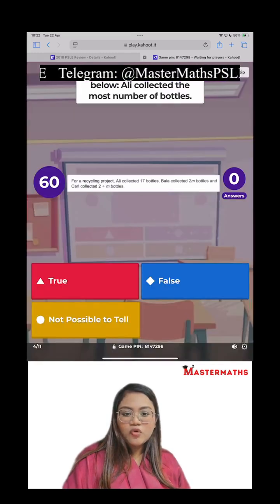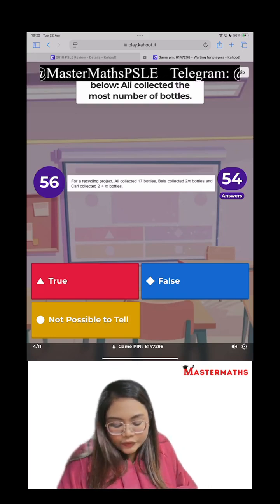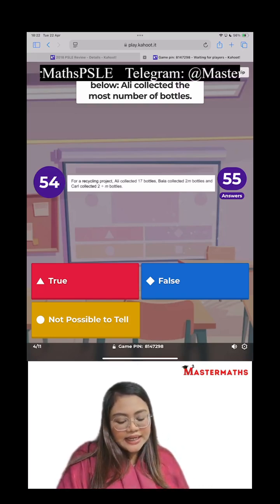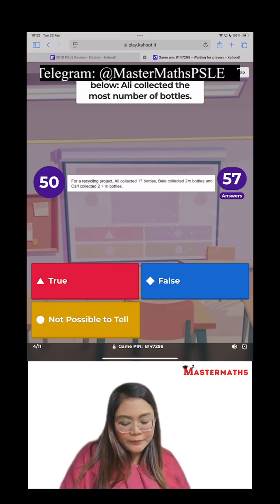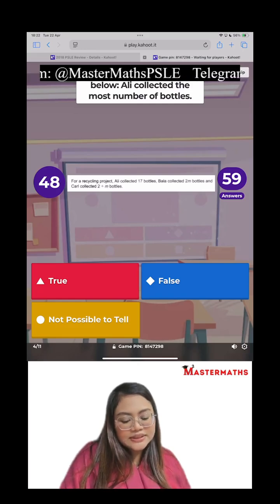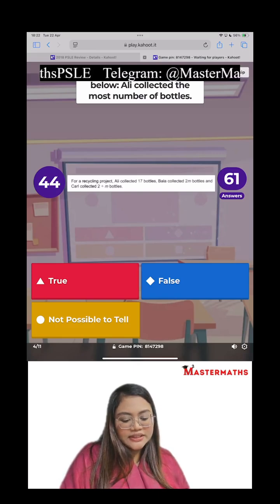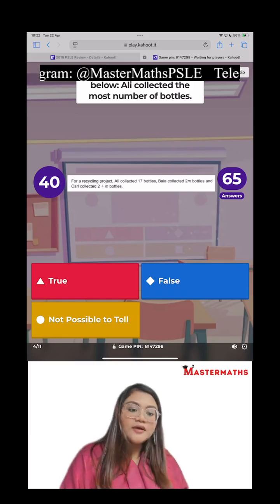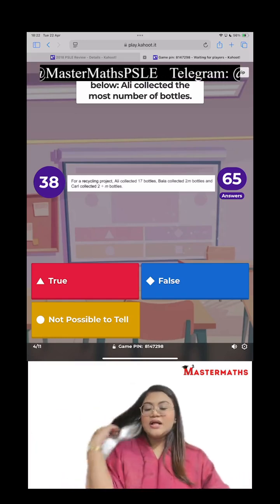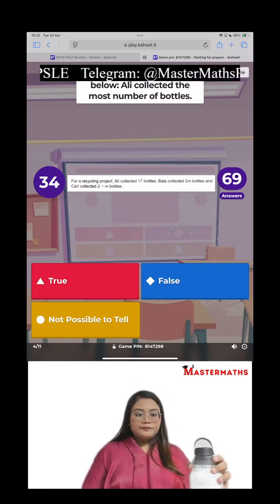Okay, question 4A. For a recycling project, if you can't see, I read for you, okay? For a recycling project, Ali collected 17 bottles, Bala collected 2M bottles, and Carl collected 2 plus M bottles. So based on the information below, Ali collected the most. Is that true, false, or not possible to tell? The next 2 questions are also true, false, not possible to tell type, okay?